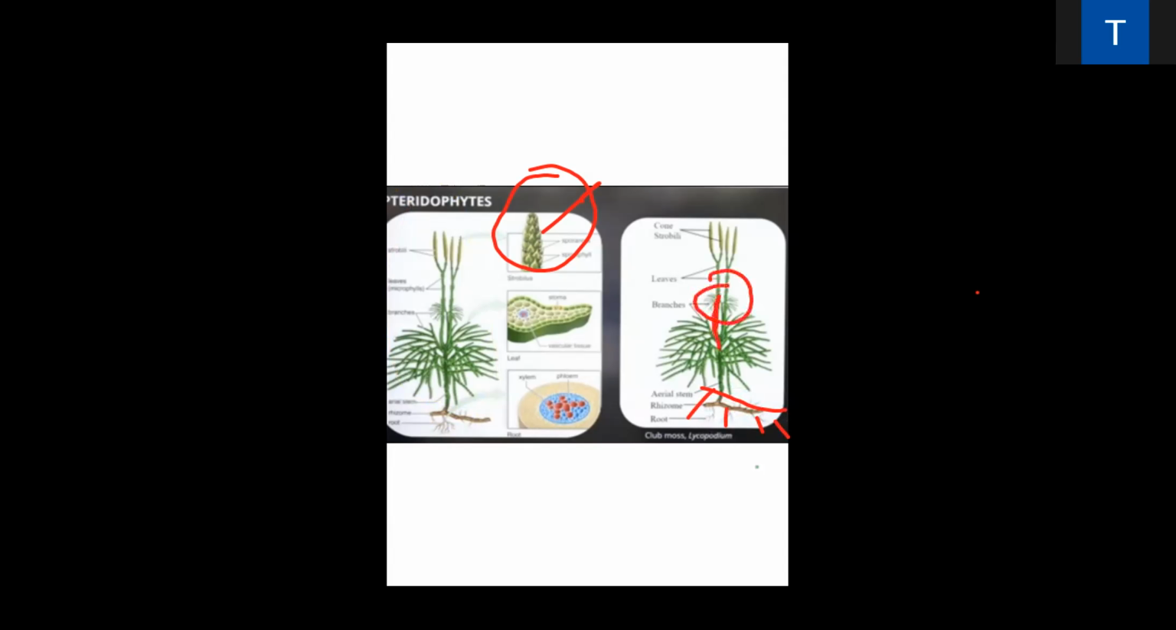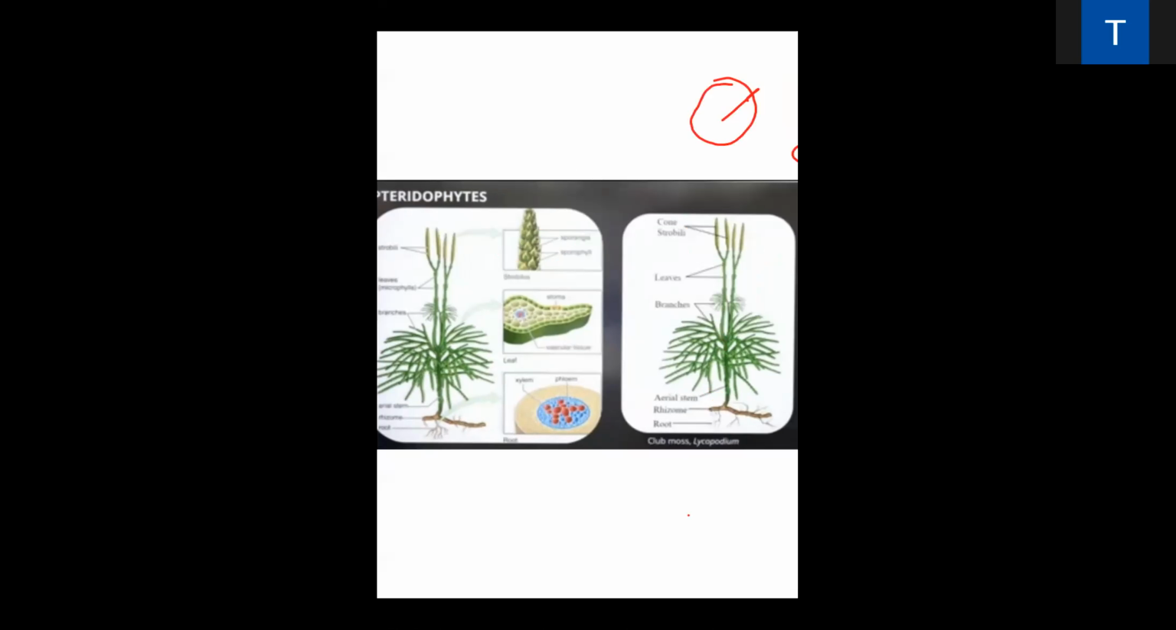These are the internodal distances. That is the strobilus, where the spores are attached. Here there are small leaves in which spores are present. This is called club moss, Lycopodium. Moving forward, now we will discuss the life cycle of pteridophytes.